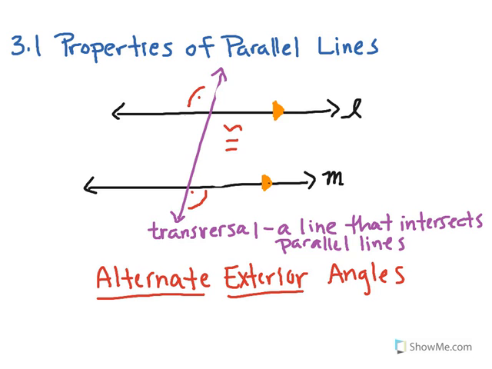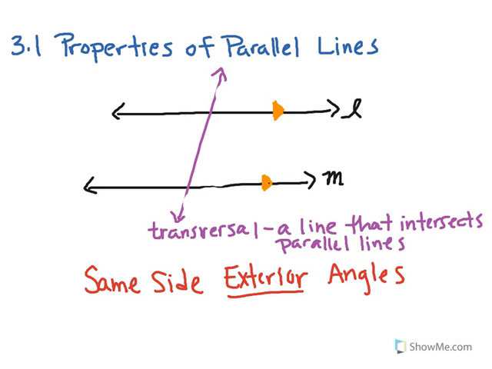All right, let's take a look at same side exterior angles. Once again, these angles are going to be on the same side of the transversal, yet on the outside of the parallel lines. So in other words, this angle and perhaps this angle. And these are going to add up to 180 degrees. So this angle plus this angle equals 180.